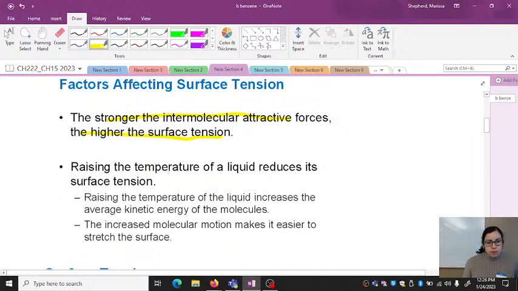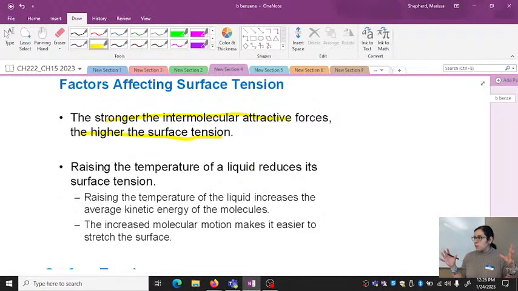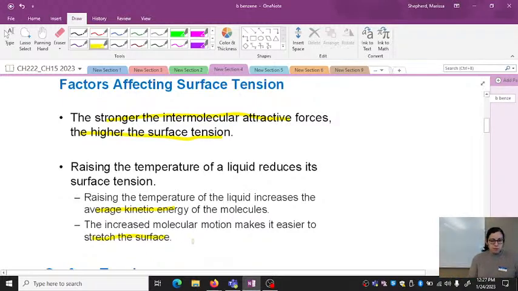And then if you start raising the temperature of any liquid, so again, this goes for water or any sort of liquid, increased temperature means increased molecular motion. That's not a good thing, because now you're increasing the kinetic energy, so that starts to disrupt those intermolecular forces. Increased molecular motion means it's easier to stretch the surface, so that kind of disrupts your surface tension.